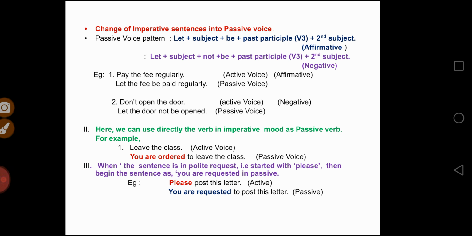Here, we can also use the verb in imperative mode directly as a passive verb. For example, leave the class. We can write this sentence in passive like this: You are ordered to leave the class. When the sentence is a polite request that starts with please, then begin the sentence with "you are requested" in passive. For example, please post this letter. In passive, the sentence will be: You are requested to post this letter.